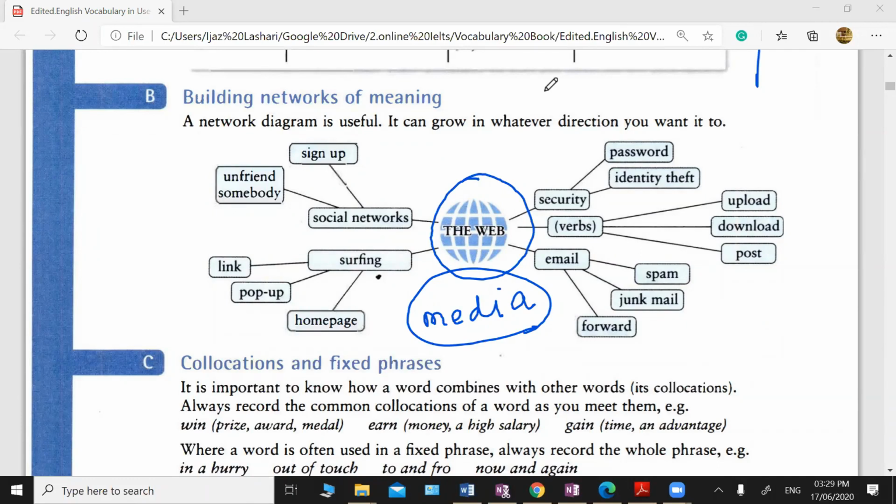So you see, one word is connected with so many other words. So if you take some time and develop some kind of understanding about these words, you will see now, for example, if I give you the word internet, you can tell me there are words like sign up, unfriend somebody, social network, surfing, link, pop-up, homepage, forward, junk mail, website, spam, email, security, password, identity theft, upload, download, post. Are there still some words which we can add, like more words to the web?